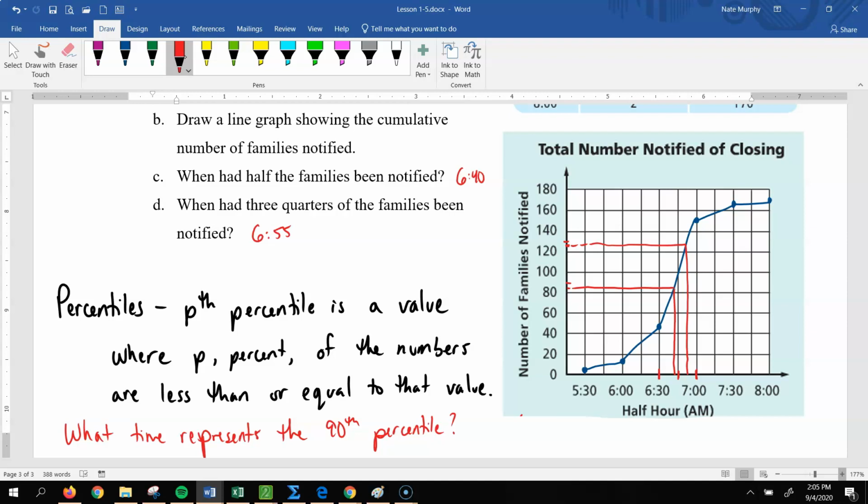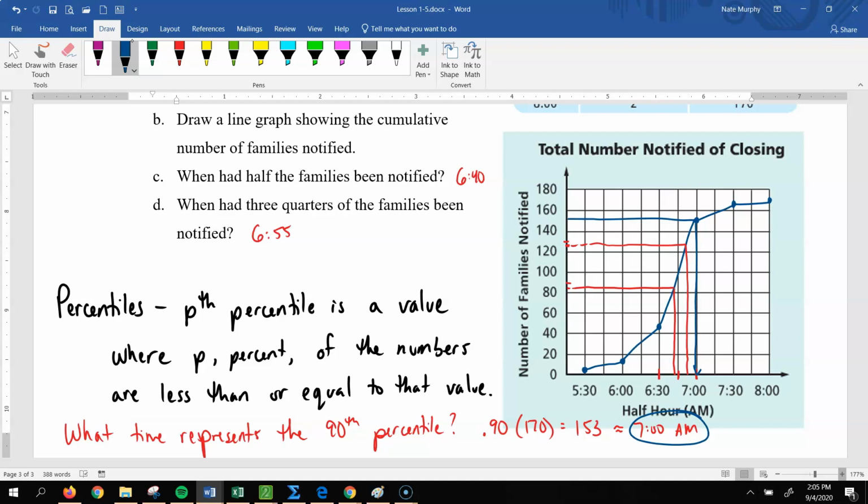So if we were looking at this problem and it says what time represents the 90th percentile, well, what we do is figure out where 90% of people would be notified. What value would that represent? Well, 90% of 170 people would be 153. So the 153rd person would represent that 90th percentile. And if you wanted to figure out approximately where that would end up being, well, if this is 150, 153 would be right about here, which is pretty close to that 7 a.m. time. So that's how you could interpret that.